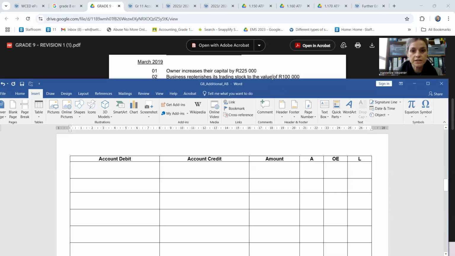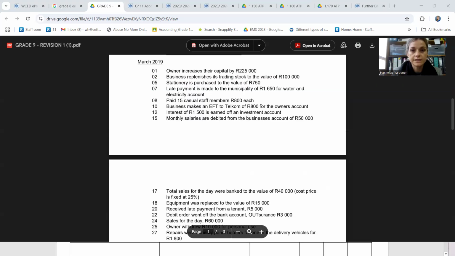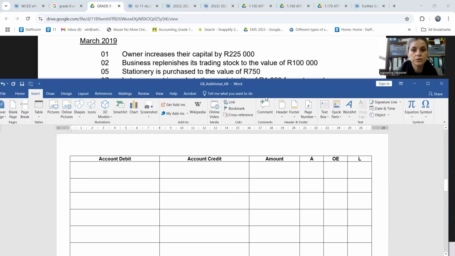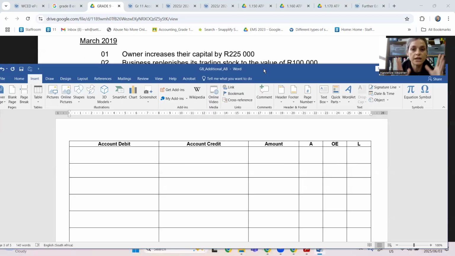So first transaction here is that the owner increased his capital. So because it is the accounting equation, you don't need the source documents or any further information. You just need to know what happened and how much that transaction, did we receive money or did we pay money? So how much was involved there? So the owner increased their capital, meaning that the owner gave the business money. And remember that we are always doing this from the business's perspective. And they are saying that the business received 225,000 Rand from the owner. The reason why the business received it is because the owner increased their capital.